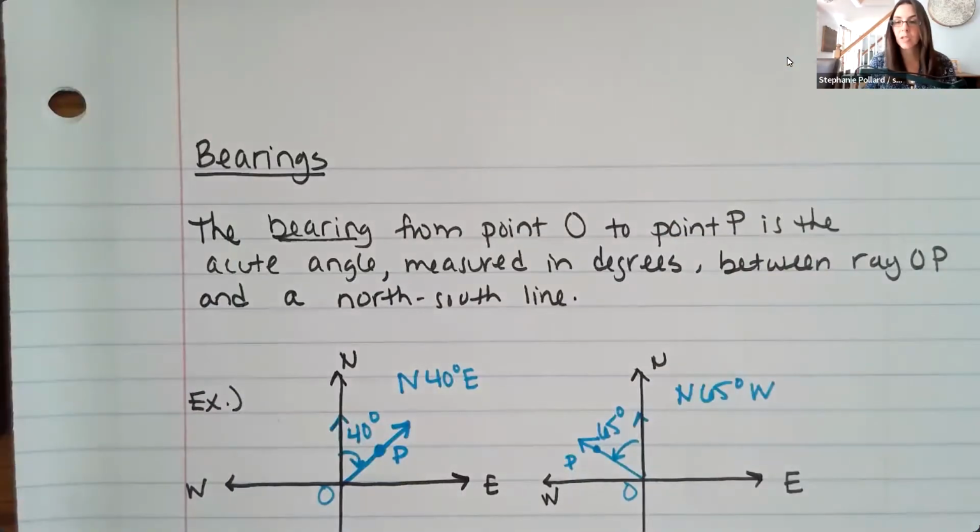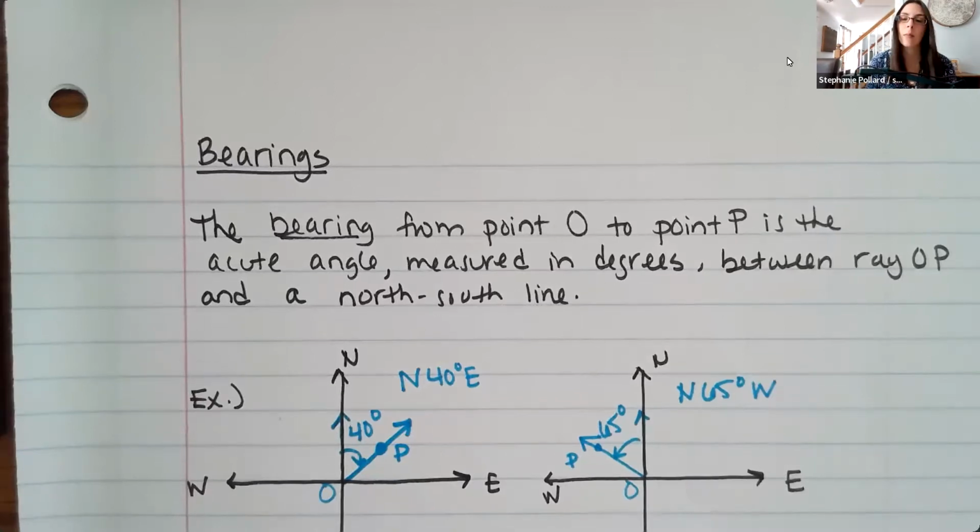Another common application with trigonometry is in sailing and in the term called bearings. The bearing from point O to point P is the acute angle, typically measured in degrees, between the ray OP and a north-south line. I have some examples to show you because I think it'll make more sense once I do.